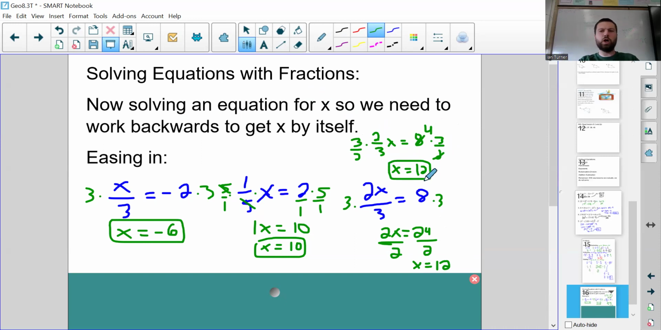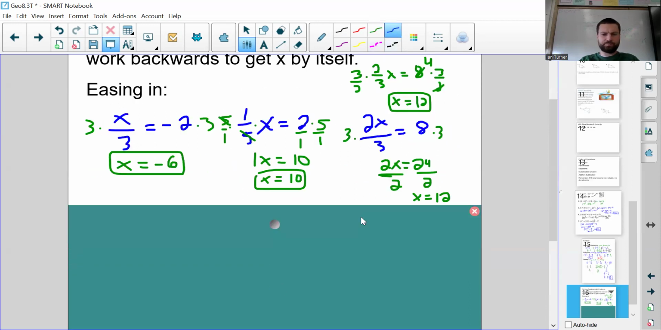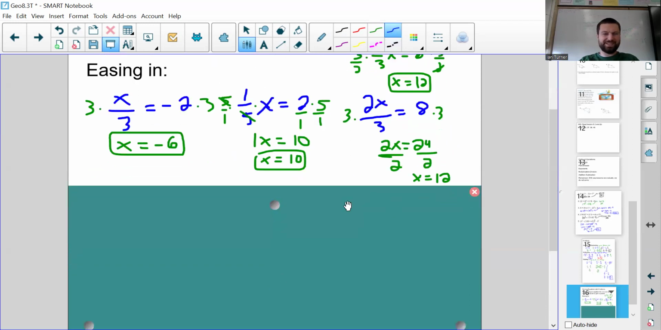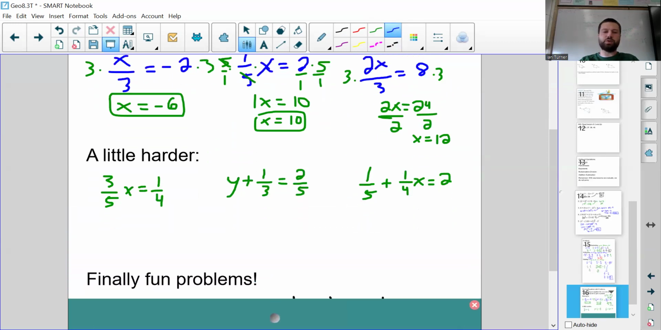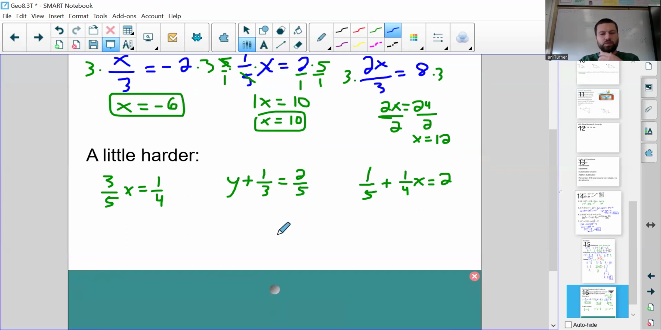So that is really cool. Very cool. All right. That was a good job. That was the easing in portion. Let's try a little bit trickier. Maybe not trickier is the right word. A little bit more involved.